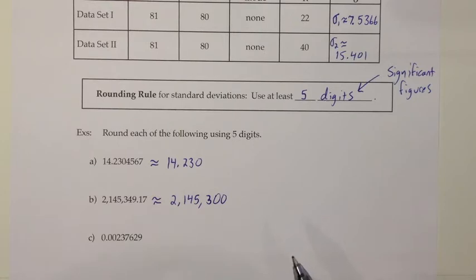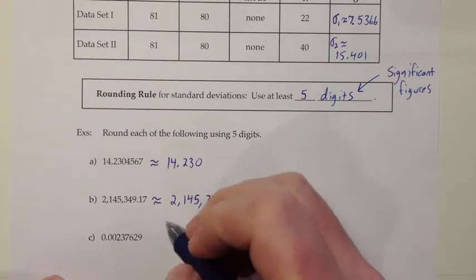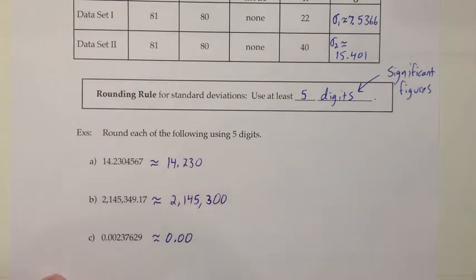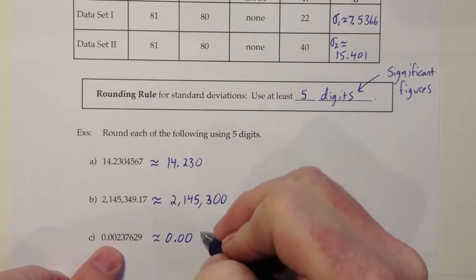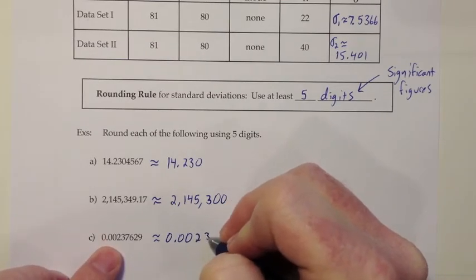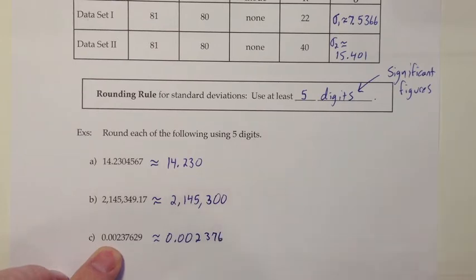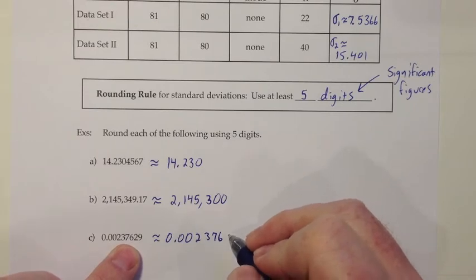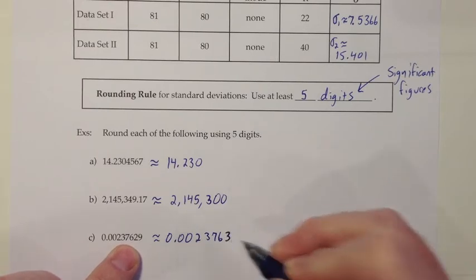The thing that's tricky about part C is that the zeros at the beginning of a small number do not count either. So when I start counting my digits, I wouldn't count any of those as significant. So the 2 is the first one. So the 2, the 3, the 7, and the 6. Now I've got 4 significant figures written down. I need one more, and that would be the 2, but it's followed by a 9, so I'd round that up to a 3.